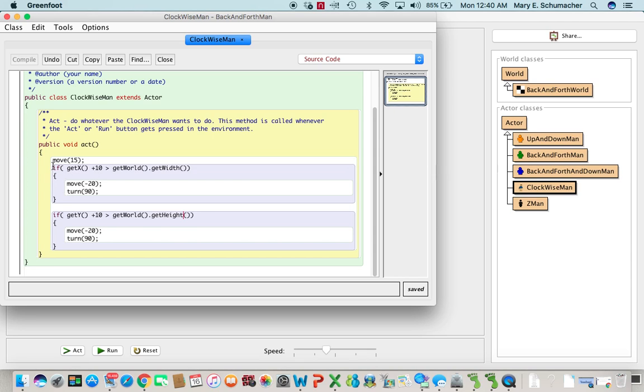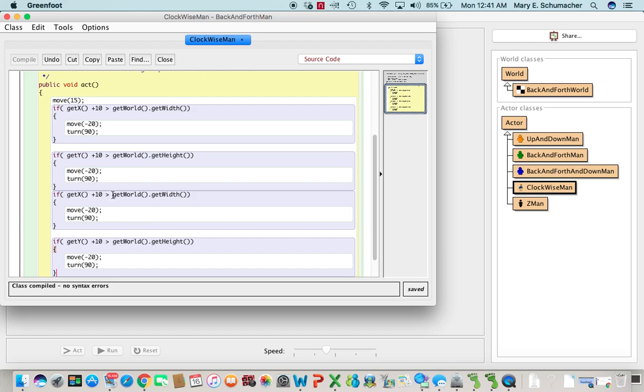So I'm going to copy both of these guys and paste them in, and I'm going to doctor them up to handle the left side and the right side. If I put them in here, I want to be checking the left side, so that's get x minus 10, check the left side, and we talked about that.